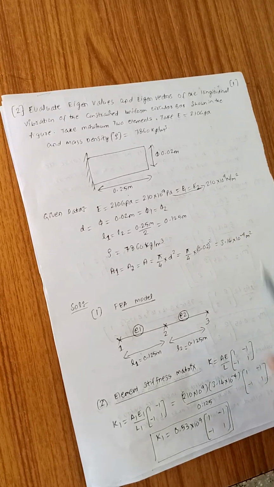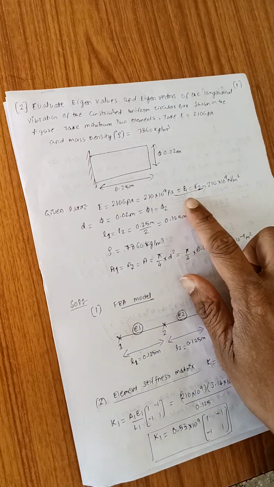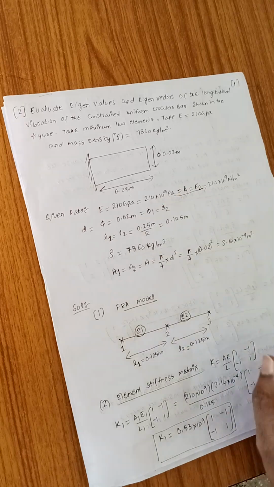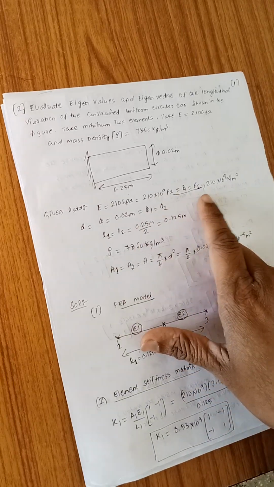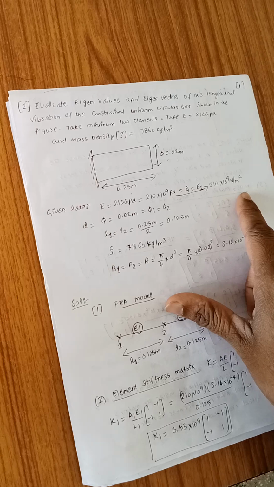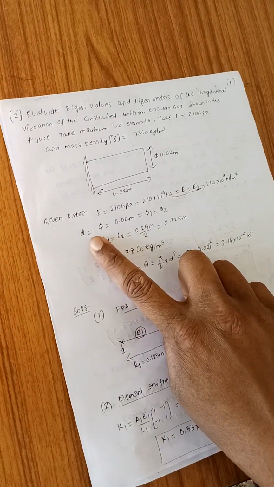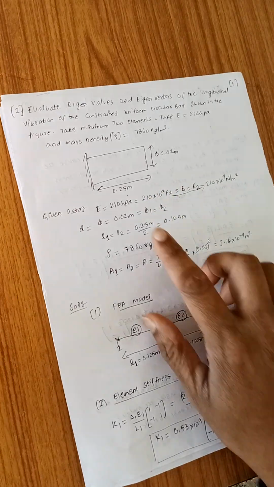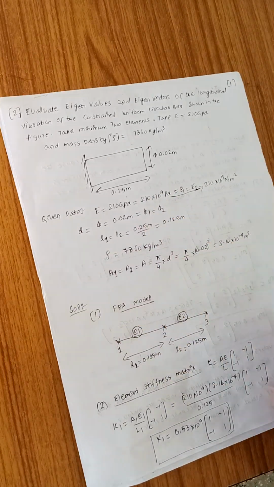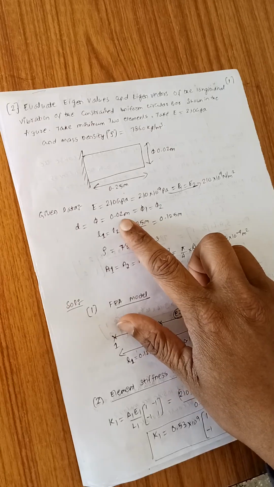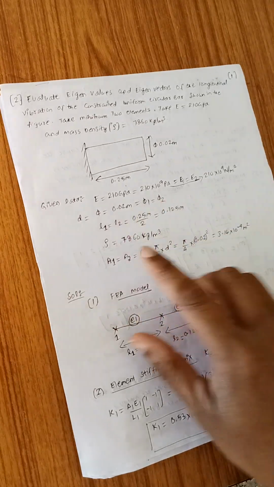They are also telling in the problem to consider two elements. Therefore, when considered for two elements, E1 and E2, both will be this E itself. So we can take E equal to E1, E2, that is nothing but 210 into 10 to the power of 9 newtons per meter square. Then D is nothing but diameter, but here it is given as phi. Therefore, phi1, phi2, if it is divided into two elements, it's going to be the same, 0.02 meters only. It's not going to change.